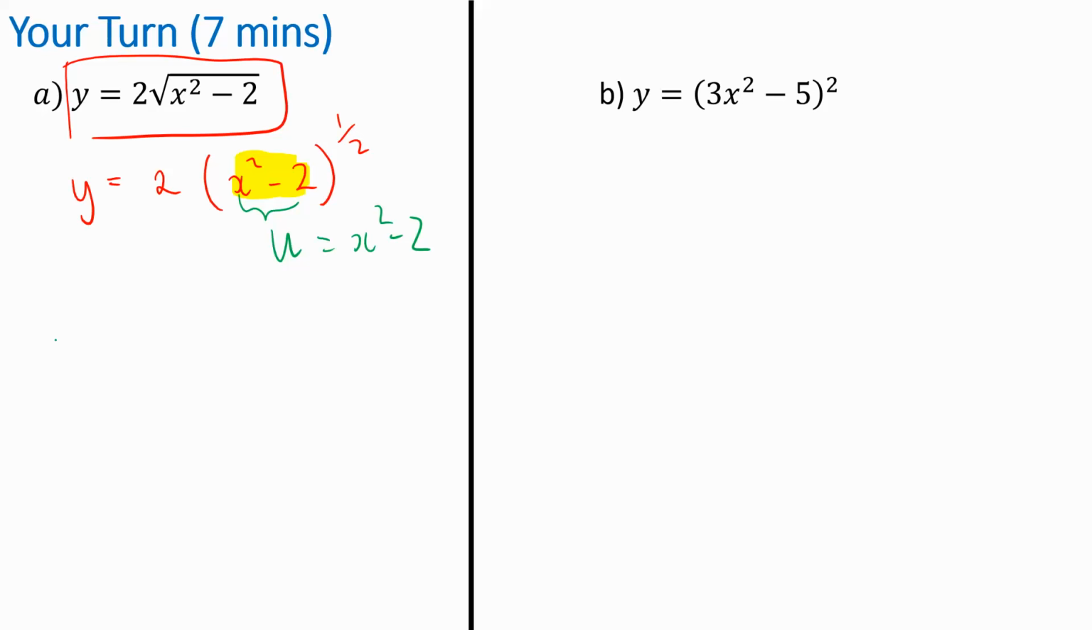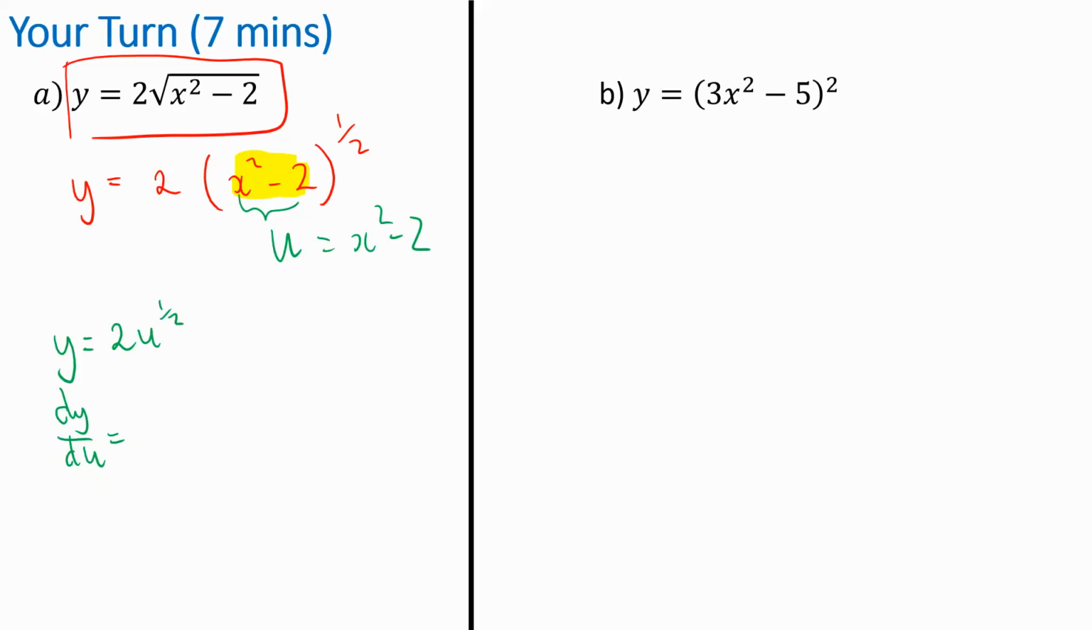I have y equals 2. Instead of x squared minus 2 to the power of half, I've now reduced it down to u to the power of half. See, that one's easier. Now you can use your power rule to solve this problem. So let's find out. What's dy/du equal to? Seb, have you picked up the pattern now? Yes. All right. What's the derivative of 2u to the power of half?